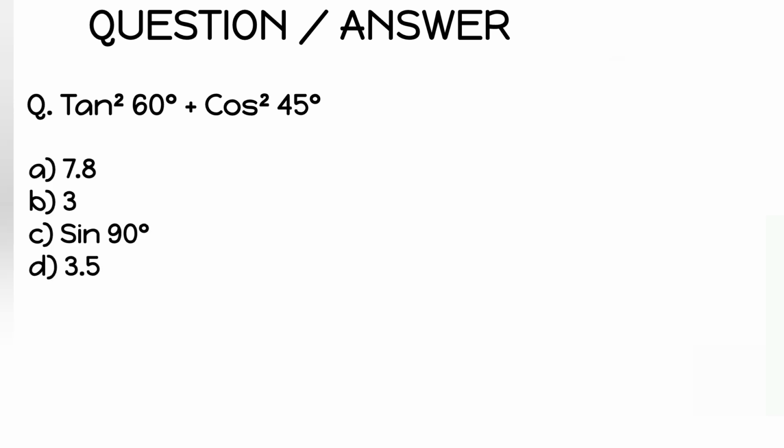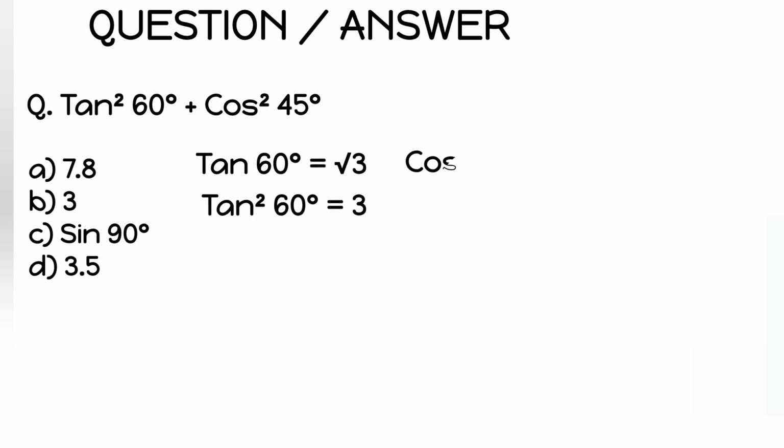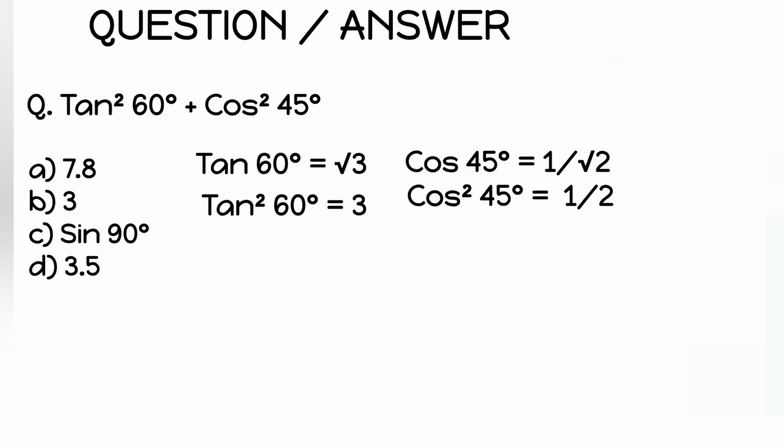Question 1. Tan 60 square plus cos 45 square equals. Options are on your screen. Let's solve. Tan 60 equals root 3, so tan 60 square equals 3. Cos 45 is equal to 1 by root 2, so cos 45 square equals 1 by 2. By adding 3 and 1 upon 2 we get 3.5, so option D is correct.